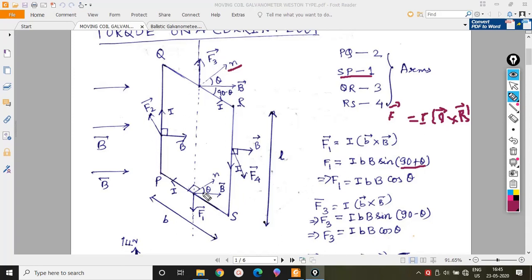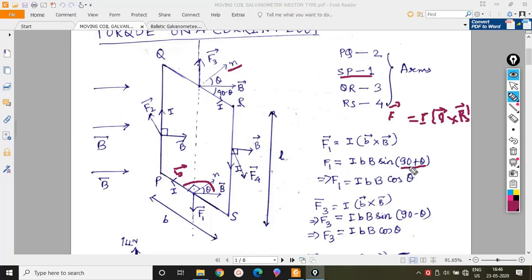And the cross product you can easily realize by applying the rule of cross product. This one is your small b vector, and this is your capital B, and the cross product will go like this: small b to capital B. You will rotate the screw and it will go down here. So the force will be directed perpendicular to that SP arm but along this dotted line, and its value will be what? Let us see.